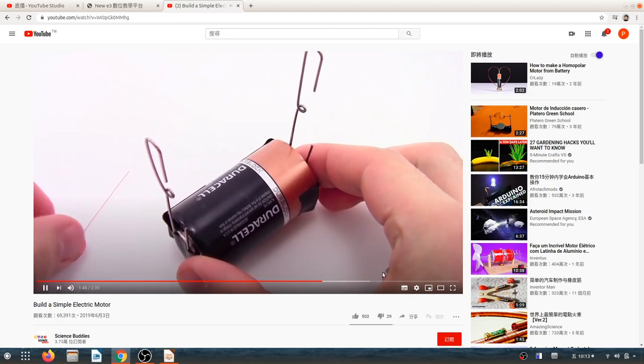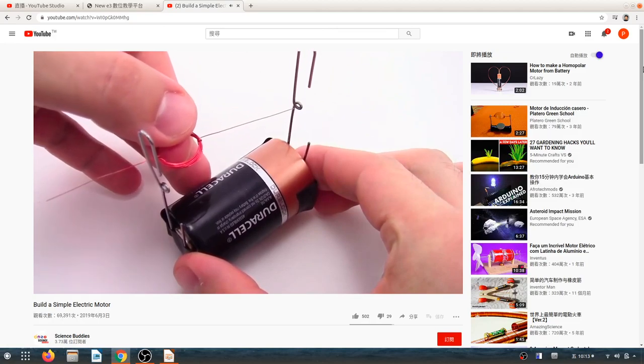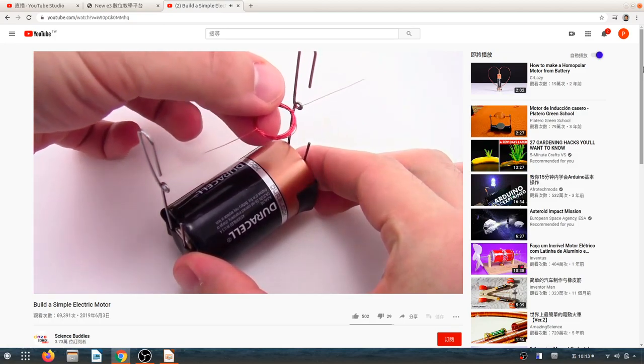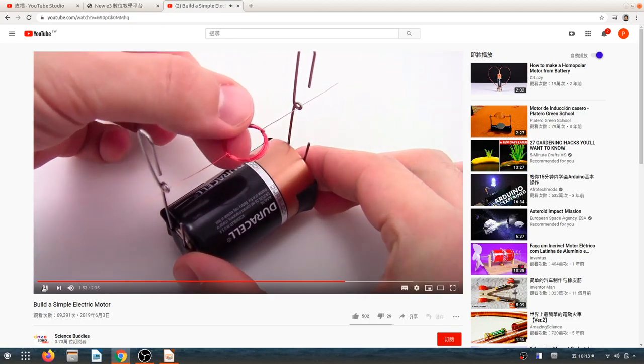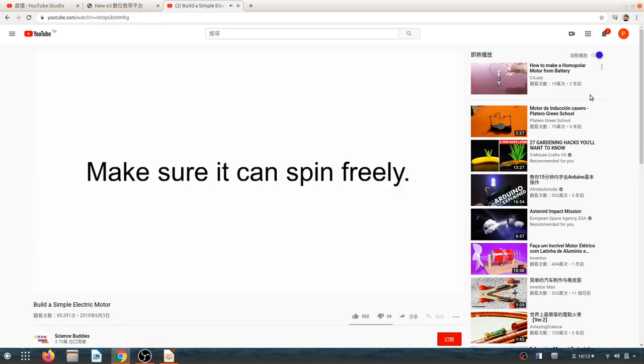So let's just play the last part. But this time, when you're looking at the motion, just pay attention to the direction of the magnetic field, the direction of the rotation, and the direction of the current. The current, the rotation, and the magnetic field. Yeah, three components. Please take a look at them.